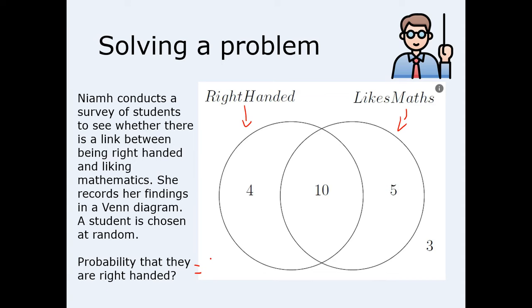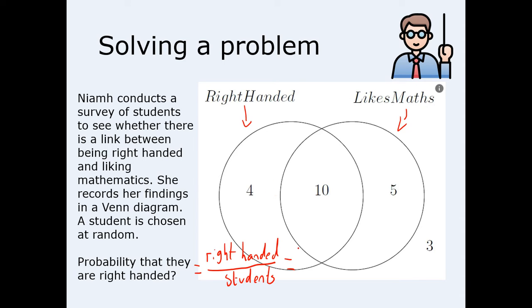So what we need to know is how many people are right-handed, and we need to know how many students there were altogether. Okay? So have a look at this Venn diagram. 4 people are right-handed and don't like maths. 10 people are right-handed and do like maths. 5 people are left-handed and like maths, and 3 people are left-handed and don't like maths. So that's what each of these things are.